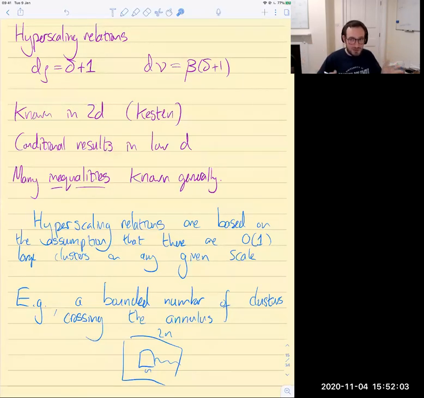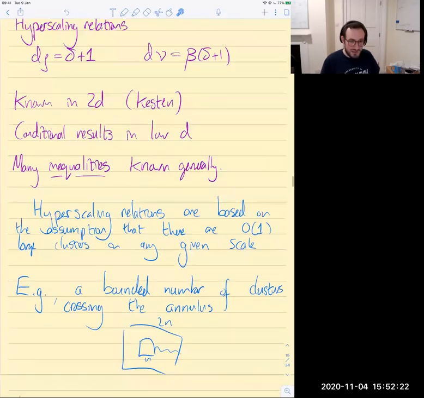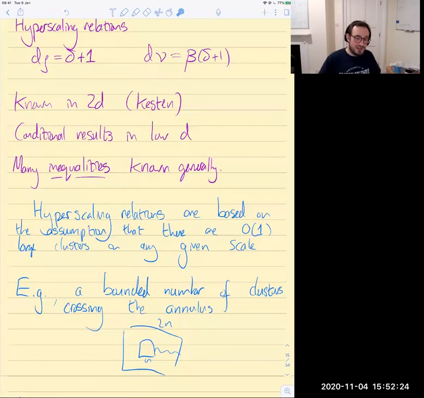Okay, so there are various ways in which you could formalize this, but for example, you might say that if I take an annulus of size n, then there should only be a bounded number of distinct clusters that cross the annulus. So this would be a hyperscaling assumption. This should happen in low dimensions, but not in high dimensions. In fact, we know that in high dimensions, in the regimes where we can apply the lace expansion, there are in fact many crossing clusters.